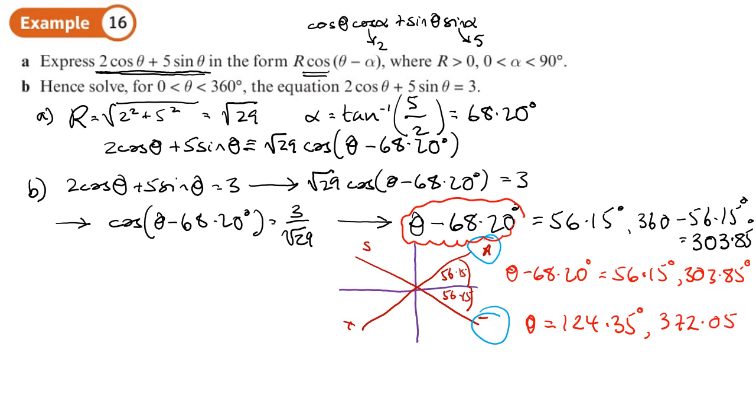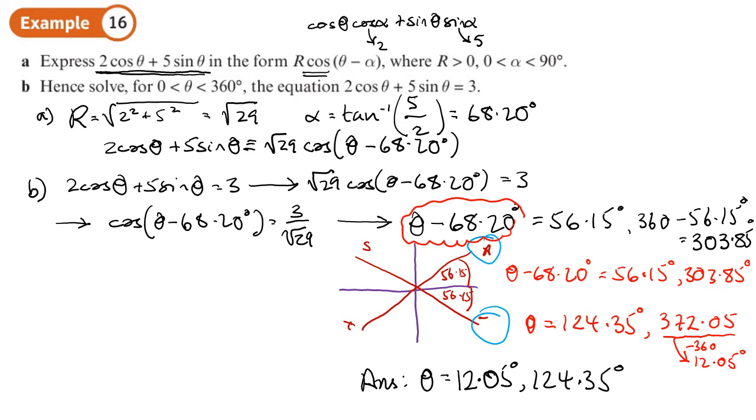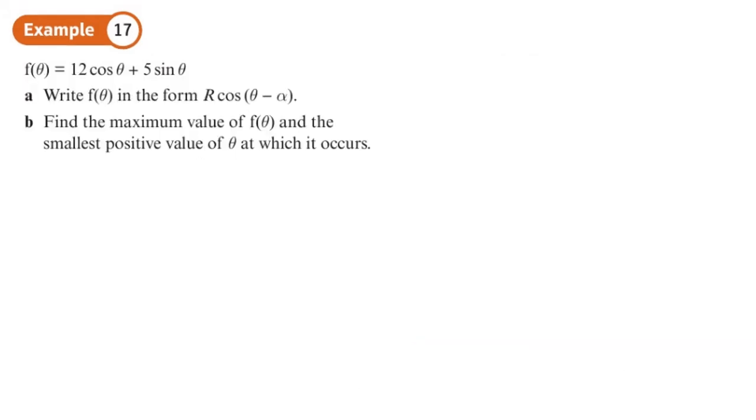372.05. This isn't in the range. So to make it in the range, find an equivalent angle by taking off 360. So if I take off 360, that's the same as 12.05. So a little bit of working there. Lots of things that could catch you out if you're not careful. So our answers are theta is 12.05 or 124.35.